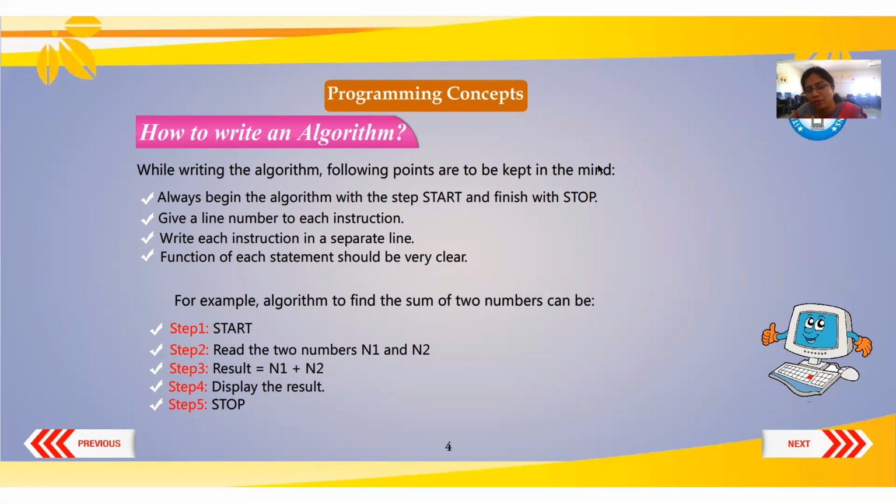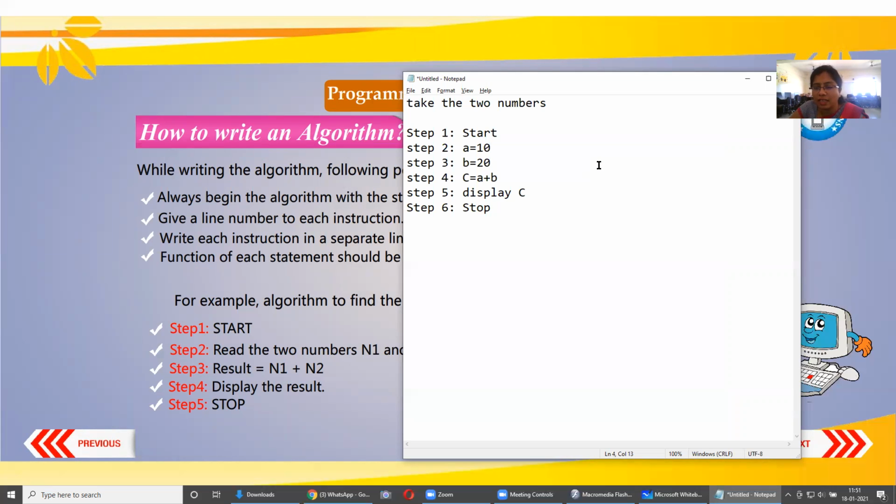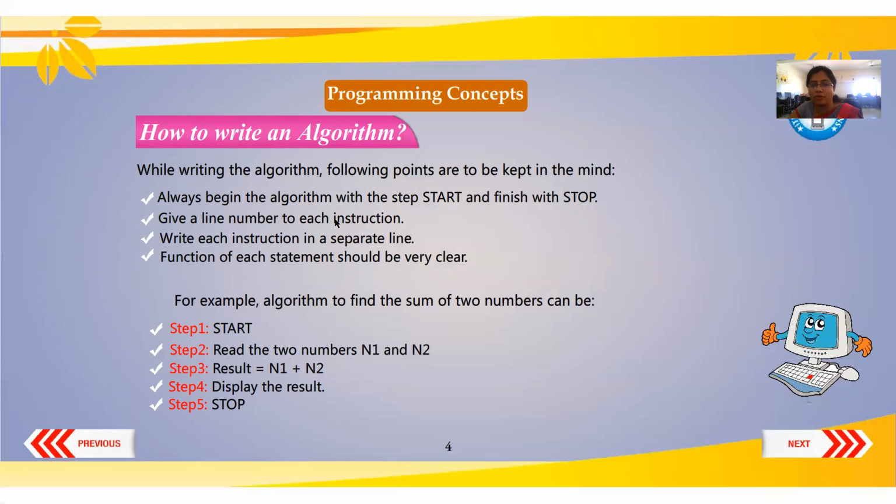The function of each statement should be very clear. If I just say A equals and leave it without any number, how will a computer understand what A is equal to? So everything should be clear. If I just write A plus B, the computer will understand that it has to add A plus B, but where does it have to put it? It has to put it in C, right? If I don't mention C, it will not be able to display the answer, right? So you should be careful of all these instructions.